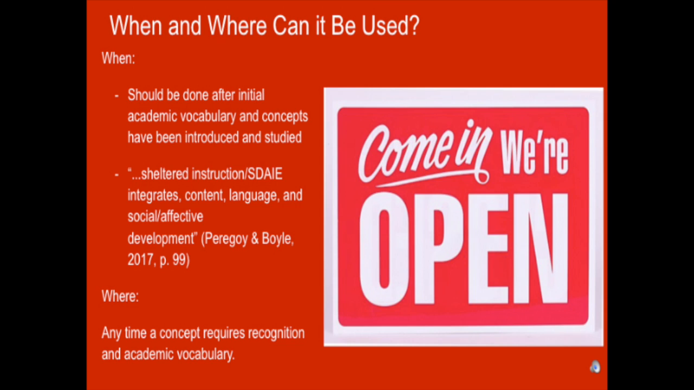When and where can this strategy be used? This strategy should be used after an initial introduction to academic vocabulary and concepts that students need to remember. That way they can reference them in their learning and in activities. So the SDAIE strategies such as this integrate content, language, and social affective development, so students need to be secure in their language and their environment. This should be done anytime you need to recognize academic vocabulary, so it's semantic.